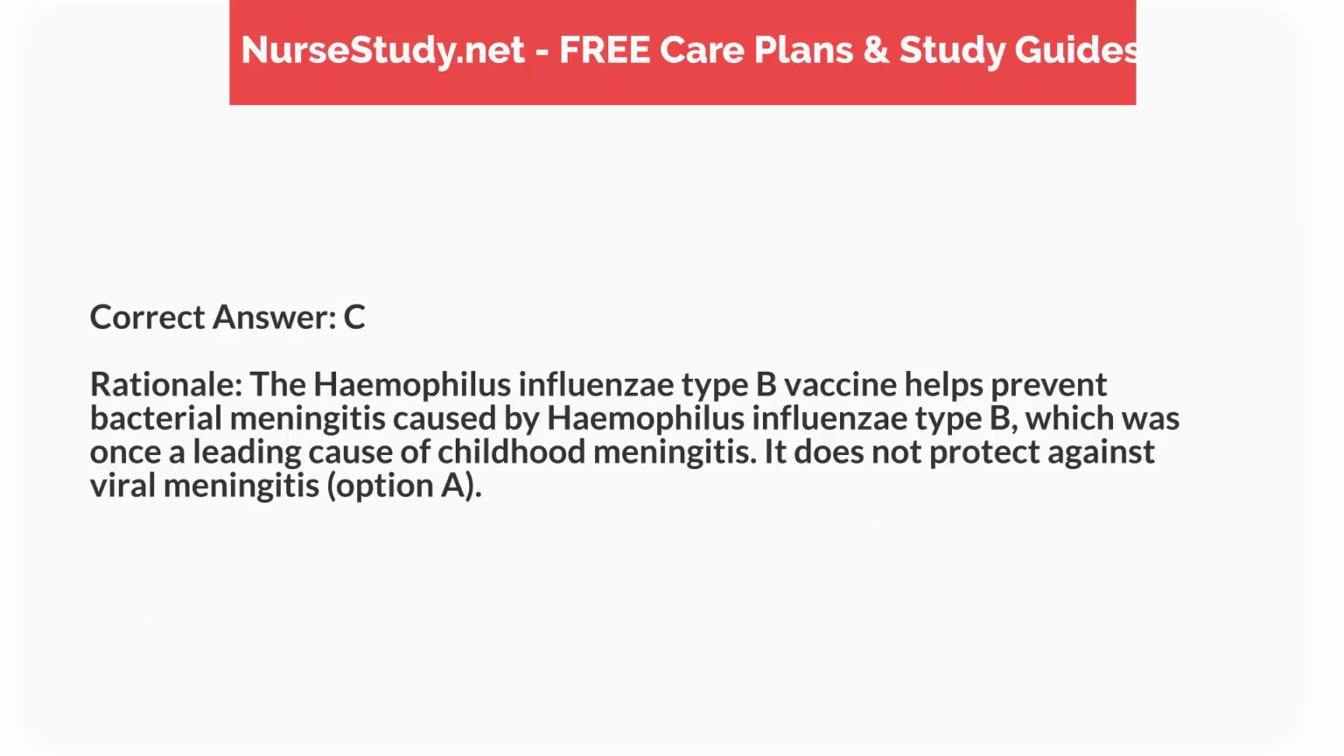Correct answer, C. Rationale: the Haemophilus influenzae type B vaccine helps prevent bacterial meningitis caused by Haemophilus influenzae type B, which was once a leading cause of childhood meningitis. It does not protect against viral meningitis, option A.